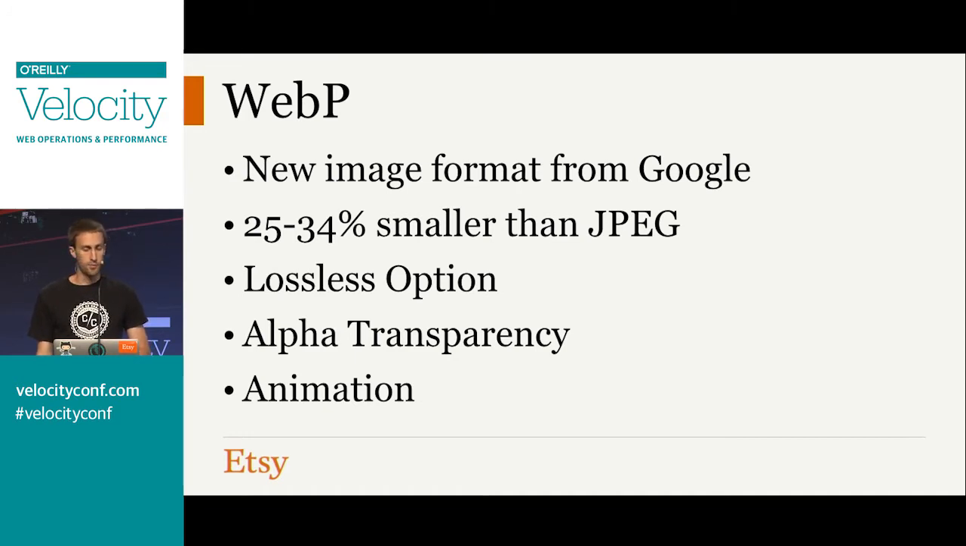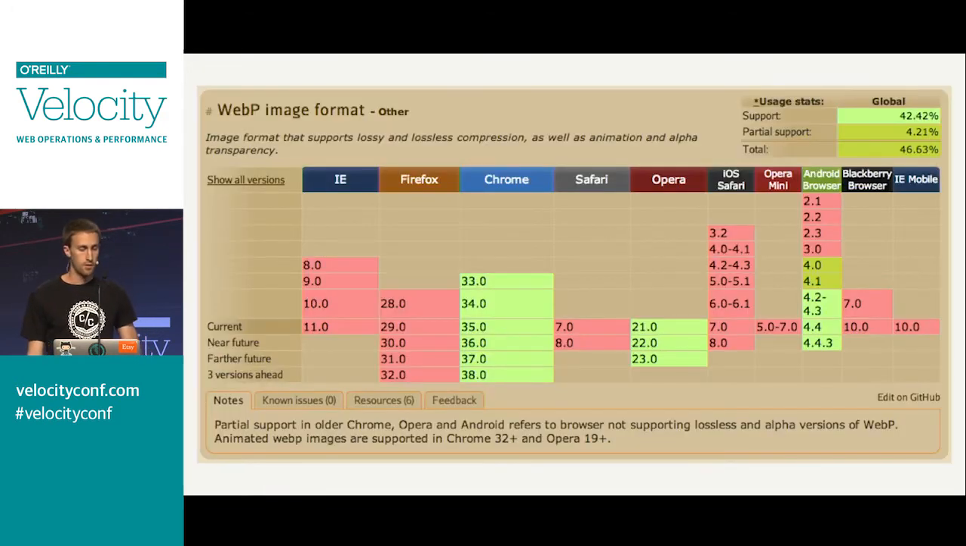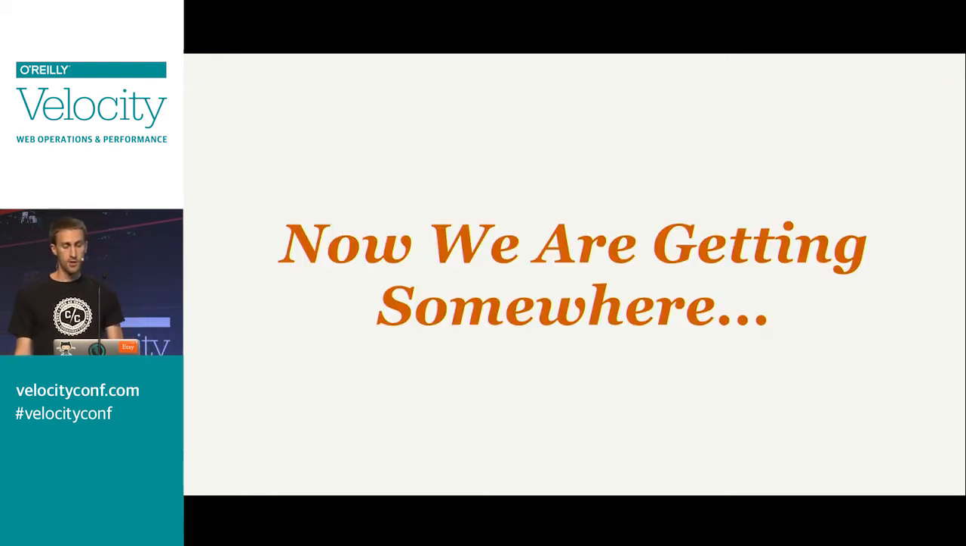If we look at browser support, right now it's only Chrome, Opera, and Android, which might not seem like much, but if you see the global number in the upper right, that's still about 40% of the global usage, which is pretty decent. So you can say now we're actually getting somewhere. We can actually test this out and see what kind of impact it has on a real site.